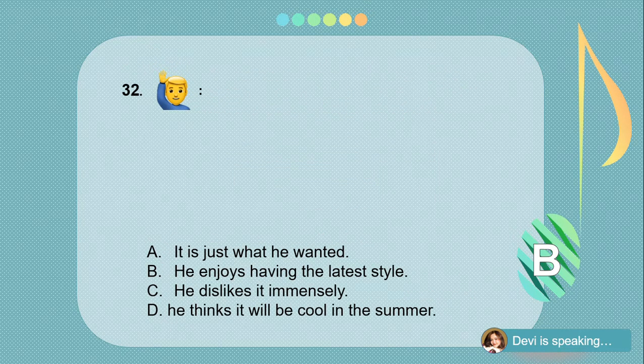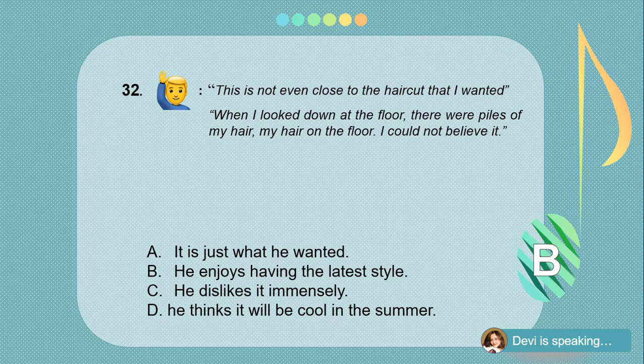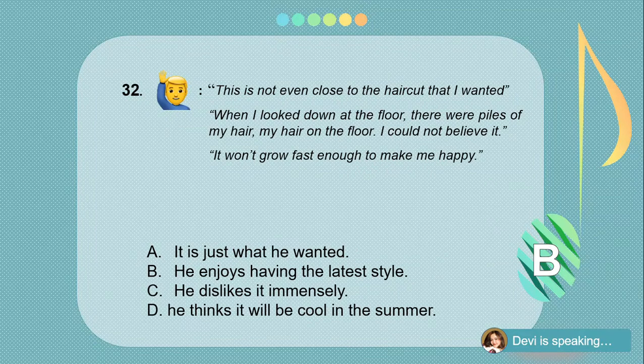Number 32. The answer is C. He dislikes it immensely. Because the man said three sentences that make it clear how much he dislikes it. The first one is, "This is not even close to the haircut that I wanted." The second one is, "When I look down at the floor, there are piles of my hair. My hair on the floor. I could not believe it." The third one is, "It won't grow up fast enough to make me happy." That's why the answer is C.